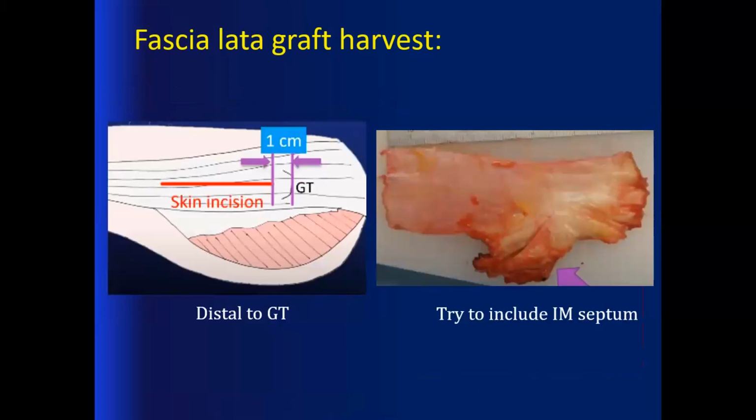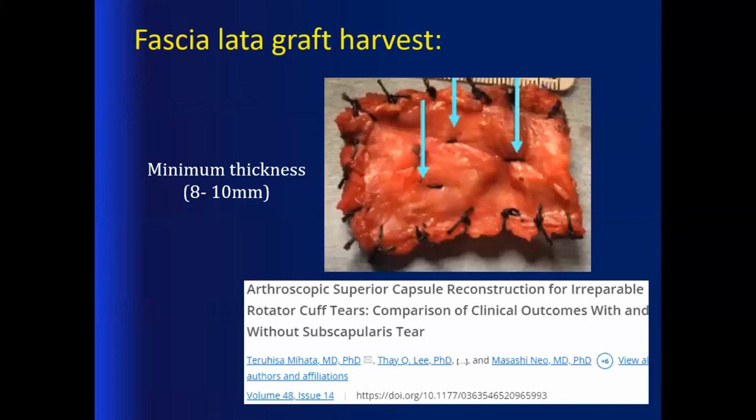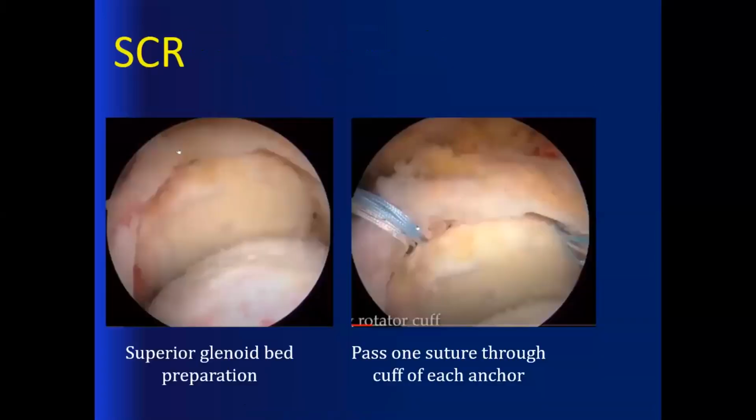In fascia lata graft harvest, the incision should be distal to the greater trochanter, and in dissection we have to try to include the intermuscular septum, which adds to the thickness of the graft. So the minimum thickness required should be 8 to 10 millimeter.